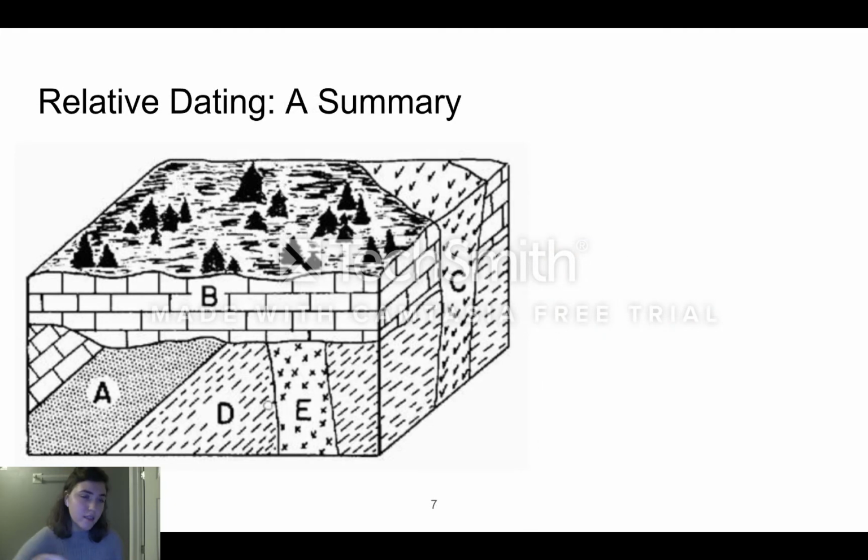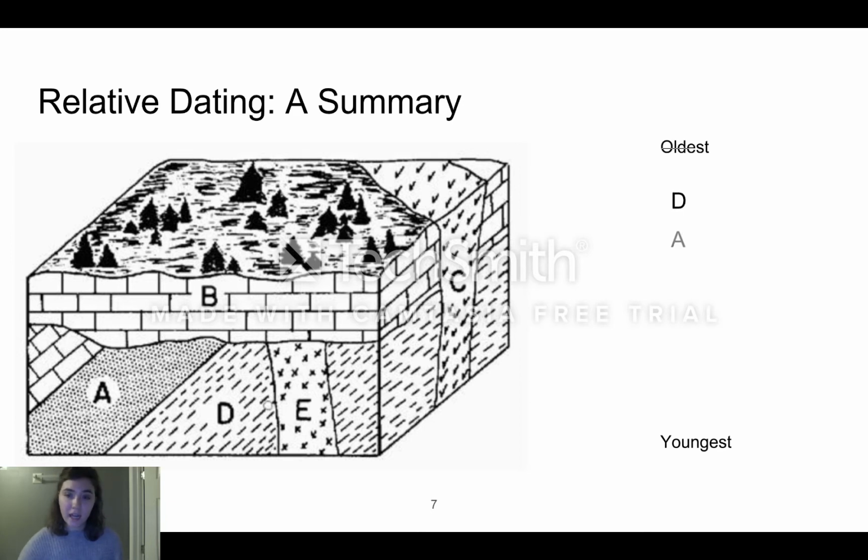So now I will test how well you understand relative dating. In this image, you can see several layers of strata, and I will ask you to organize them from oldest to youngest. So pause the video now and organize them accordingly.